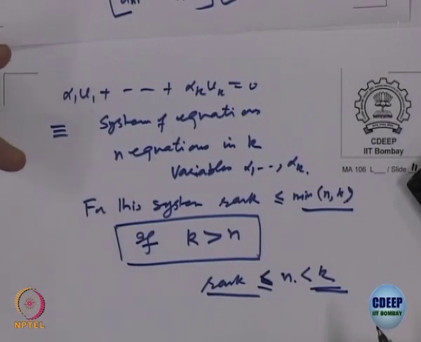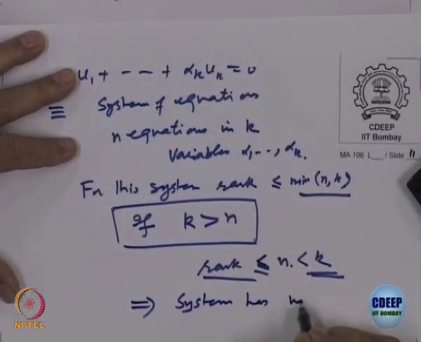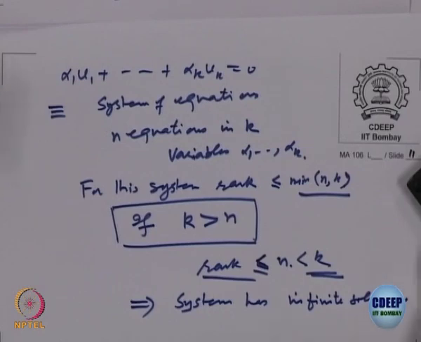So the system of equations is consistent with infinitely many solutions when the rank is strictly less than k. Going back to systems of linear equations, if the rank is strictly less than the number of variables, then the number of variables minus the rank, that is k minus the rank, variables get arbitrary values. Since k is strictly bigger, at least one variable gets arbitrary values, could be more. So there are infinitely many solutions possible.